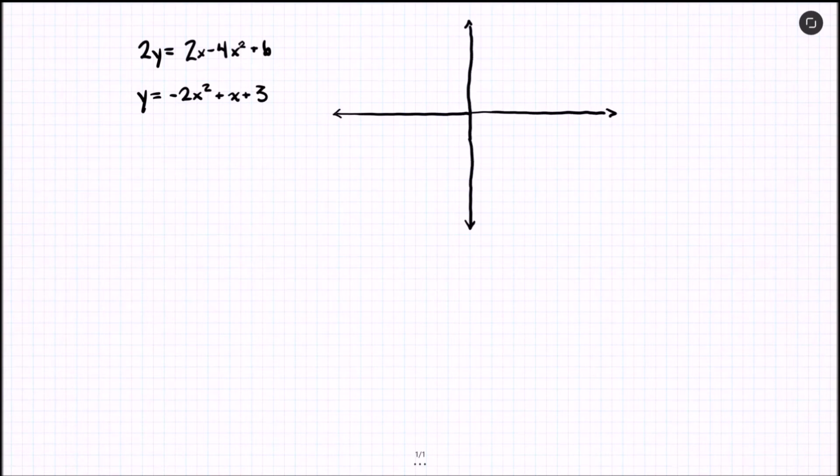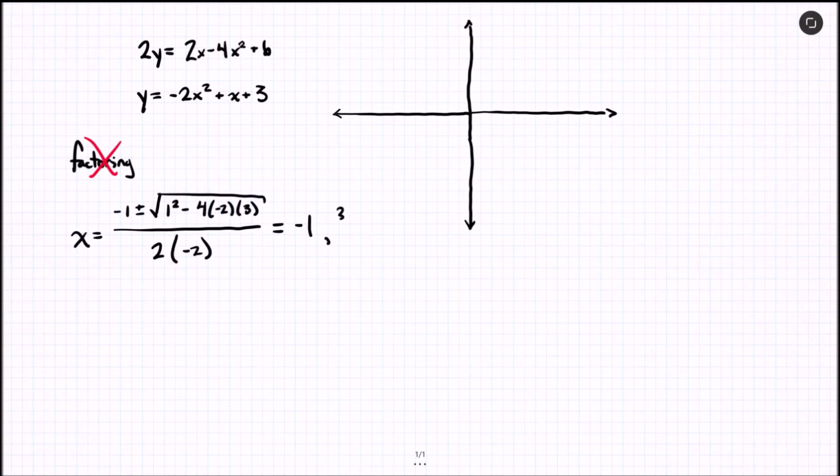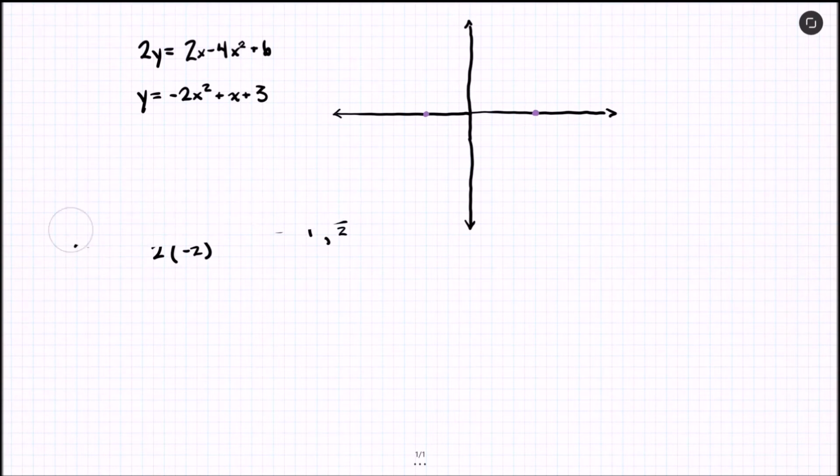Next, we find the x-intercepts. In this case, factoring won't work out, and so we'll have to use the quadratic formula. After doing that, we get x equals negative 1 and x equals 3 halves. Plot these points. Then solve for the vertex.